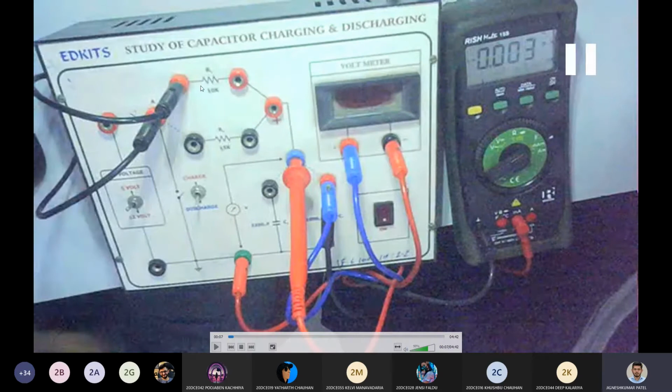So see, this is the circuit. This is the 10 kilo ohm resistor. This is my power supply. It has been switched to 5 volts. This is a 5 volt. It is internally connected, so no external wire is required. But here the line is dotted, so an external wire is connected over here.